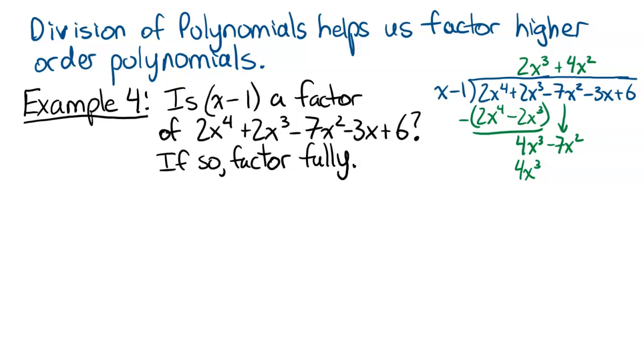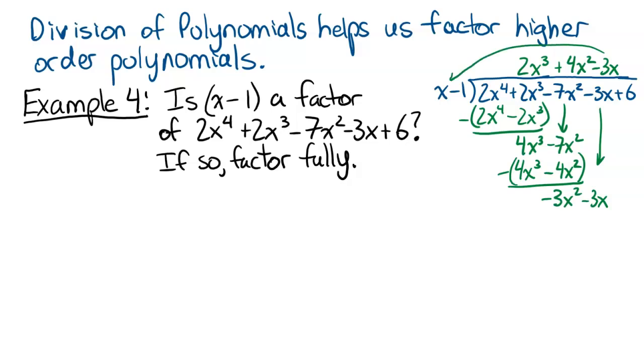So we can go ahead and multiply that out. Also multiply that by the negative 1, and so that gives me minus 4x squared. Now when we go ahead and subtract these, it's easy to mix this up and make a mistake. We have negative 7x squared minus negative 4x squared. So it's plus 4x squared, which gives us negative 3x squared.